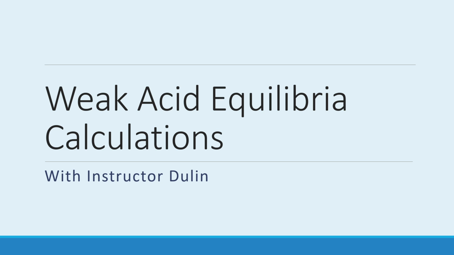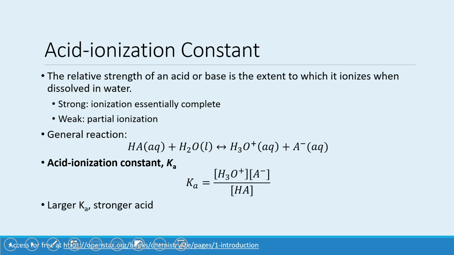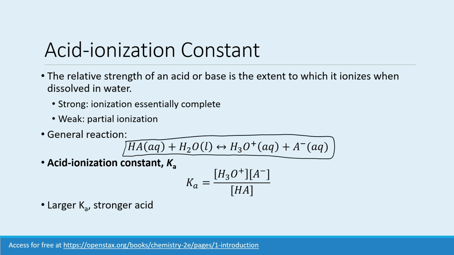Welcome back, everyone. The purpose of this video is to look at some weak acid equilibria calculations. As a quick review, we talked in a past video, where we introduced weak acid and base equilibria, about this general reaction, and we are going to use it during our calculations. We're also going to use the Ka expression, where we have the concentration of the hydronium ion and the conjugate base, all divided by the concentration of that weak acid.